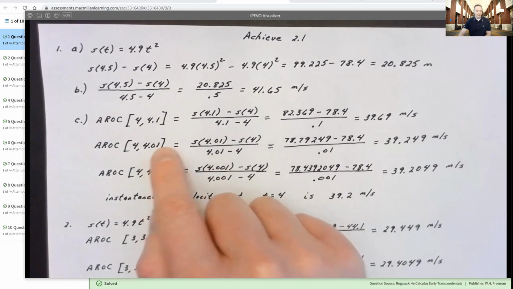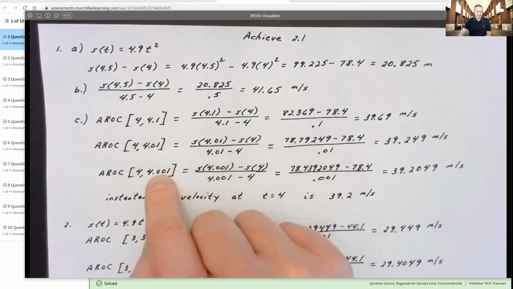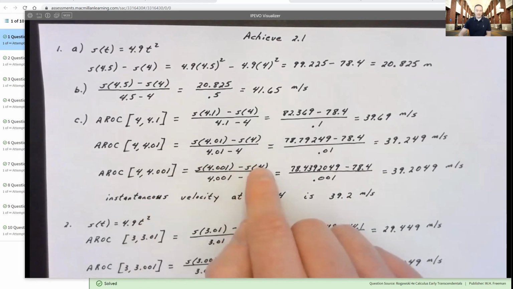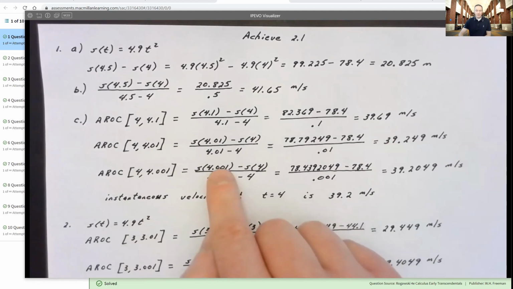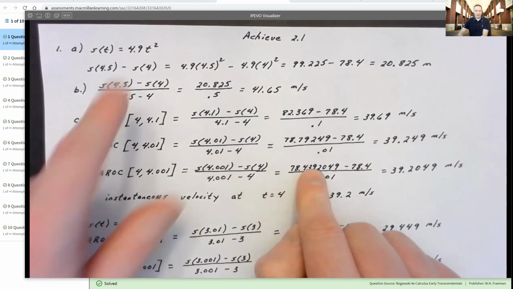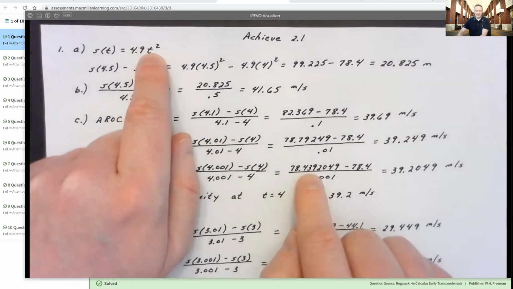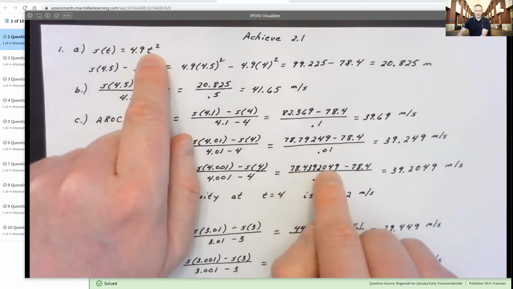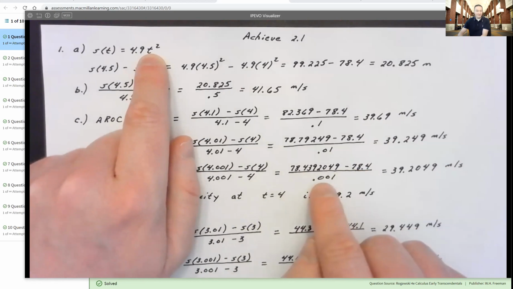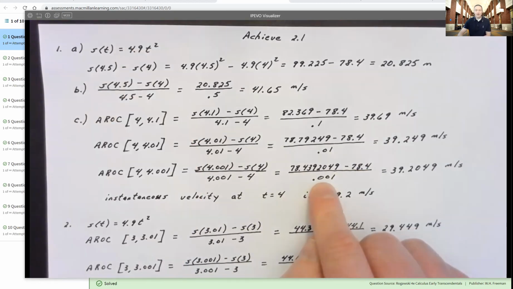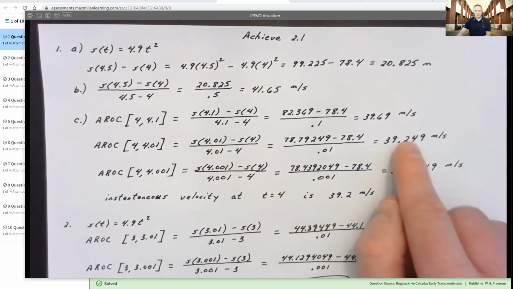I went from 1/10 of a second to 100th of a second time differential here. Now I'm going to go from 100th of a second to 1,000th of a second time differential. Ending position minus beginning position, ending time minus beginning time. When I plug 4.001 into this equation, I get 78.4392049. I subtract the beginning position, divide it by my time differential, and again, please notice what I get.